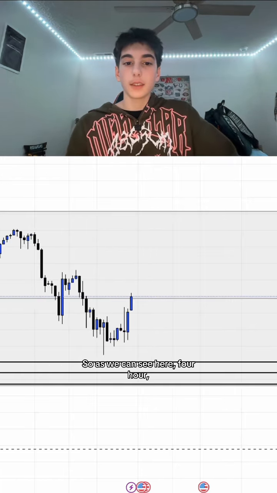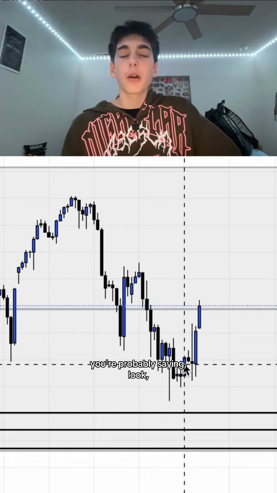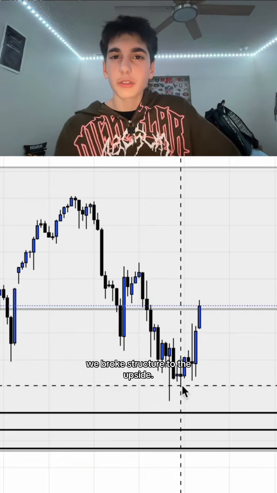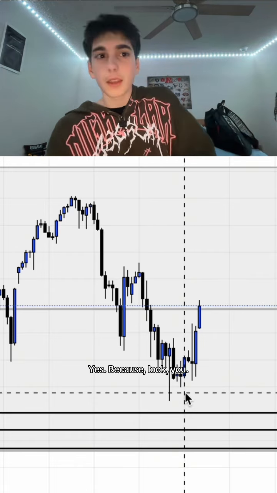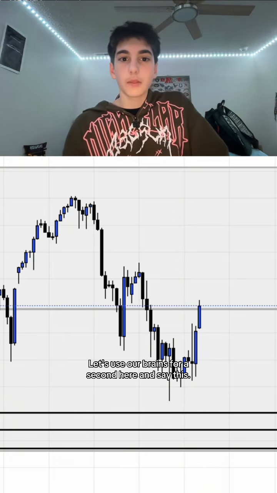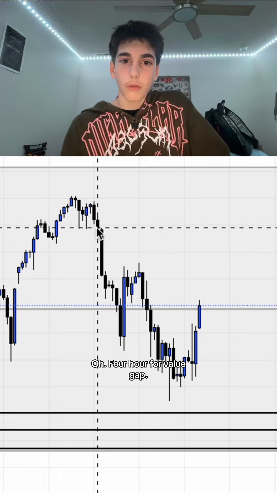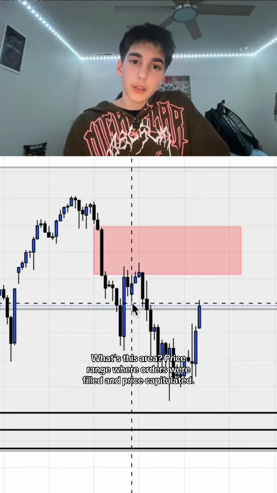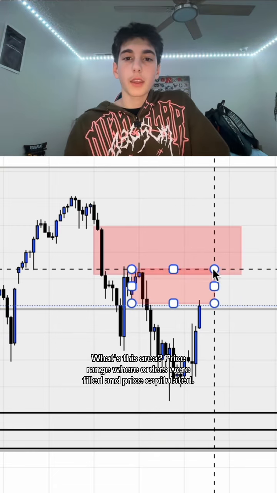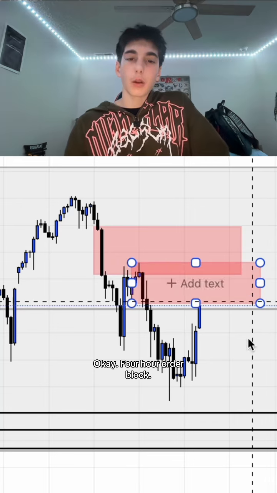So as we can see here, 4 hour, you're probably saying, look, we broke structure to the upside, so is our daily bias still bearish? Yes, because look, let's use our brains for a second here and say this. Oh, 4 hour fair value gap. Okay, well, what's this? Area price range where orders were filled and price capitulated? Okay, 4 hour order block.